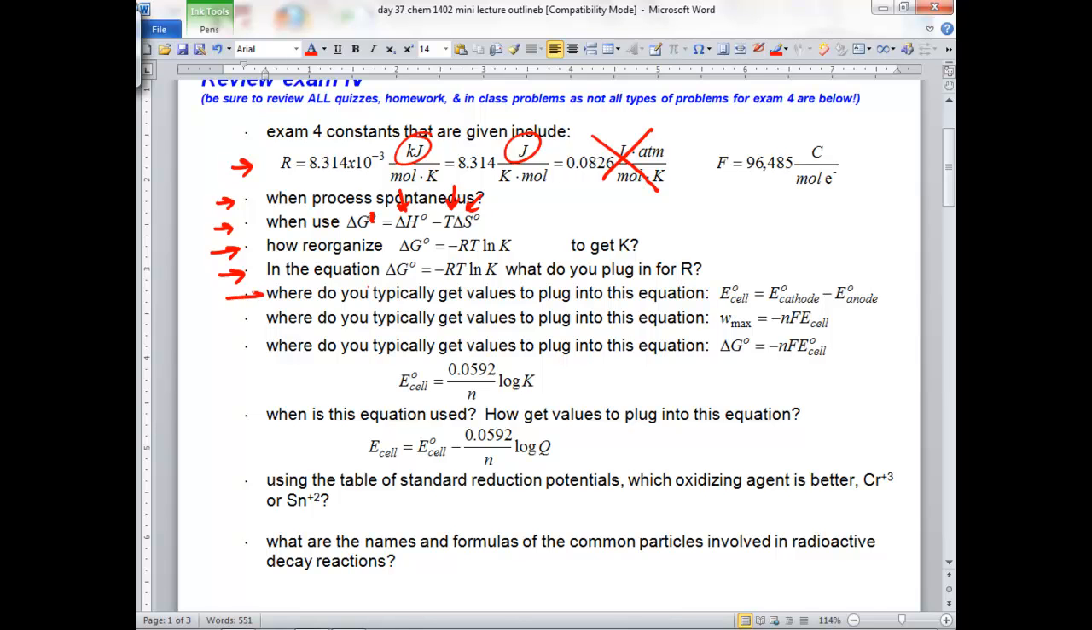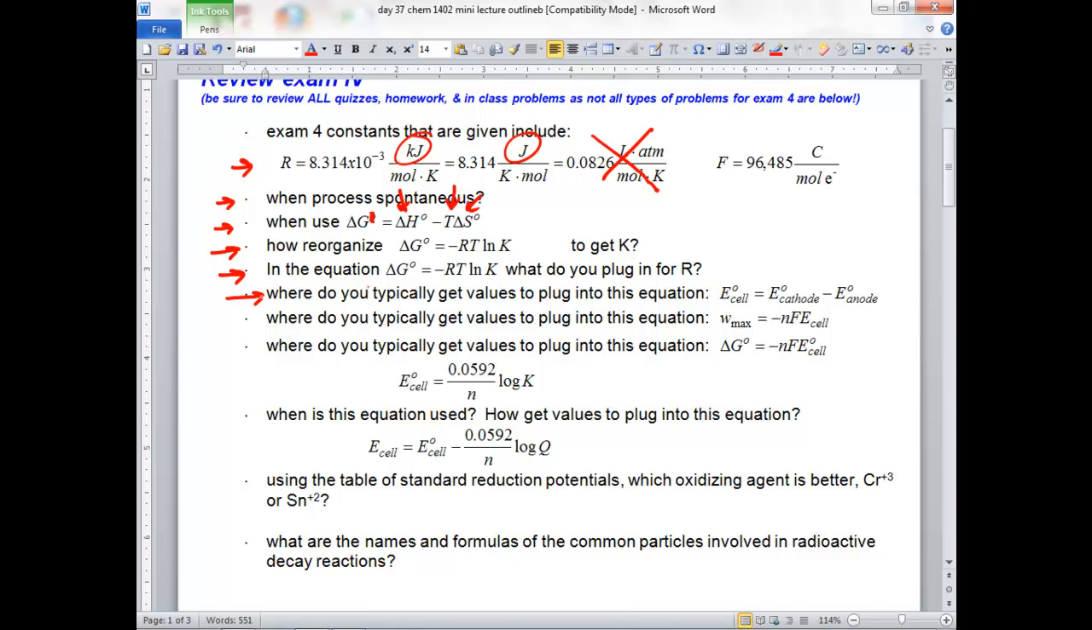Where do you get values to plug into the equation E0 cell, E0 cathode minus E0 anode? Nick, where do you get those values? Yeah, and what's a technical word for that table? Standard electrode reduction potentials, right? The standard electrode reduction potentials.